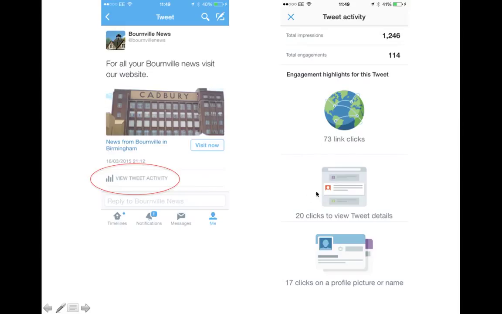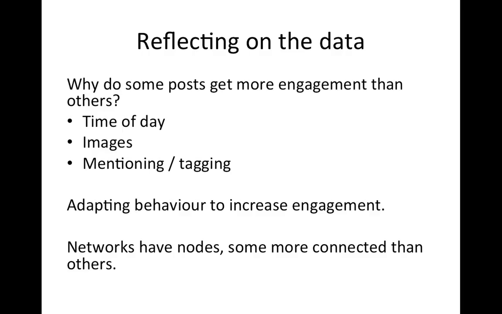So on this one, it was quite successful. I got 73 link clicks, because actually here I'd use something called a Twitter card, which invites the person to click on a button. 20 clicks view tweet details, and 17 clicks on a profile picture or name. And actually after that, I gained quite a few new followers to this account. So you can look at it on your mobile device as you're going about your business.